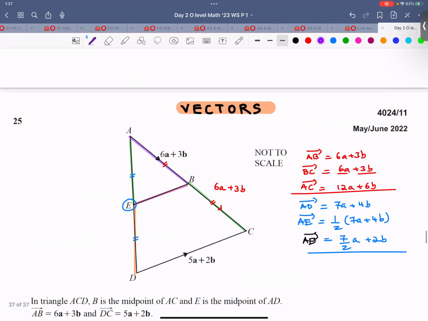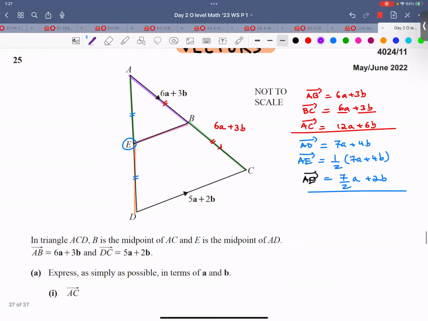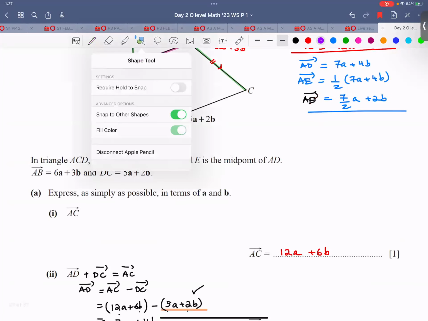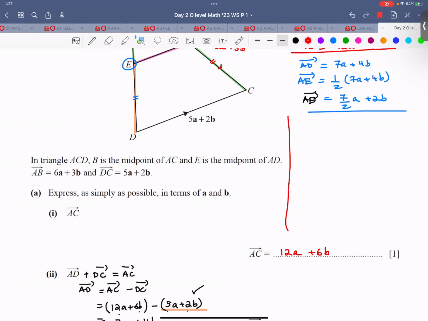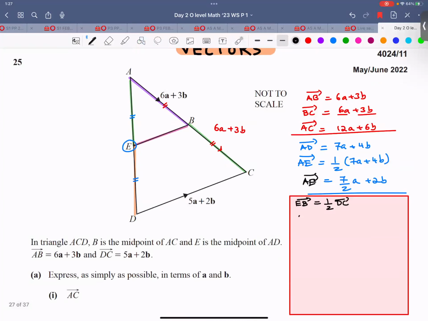Now, let me add something more to it, something which the examiner has not asked, but maybe will ask in the future. So let me draw a box over here and ask that question. Since I have just proven that EB is half of DC, what is the ratio of the area of the small triangle AEB to the area of triangle ADC? That is the ratio of the length squared, which is 1:4.